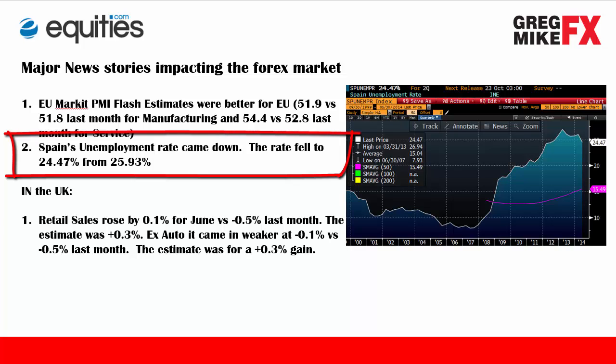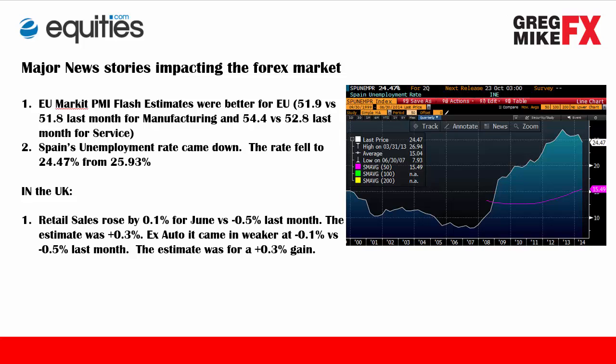The rate fell from 25.93 to 24.47. It doesn't seem like much, but that chart over to the right shows that over the last few quarters, we've seen the trend in the Spanish unemployment move further to the downside. What's important is that the market has already priced in those high rates, and any improvement in the unemployment rate, any change in the bias from moving to the upside to the downside is good news, and that's good news for the currency as well.